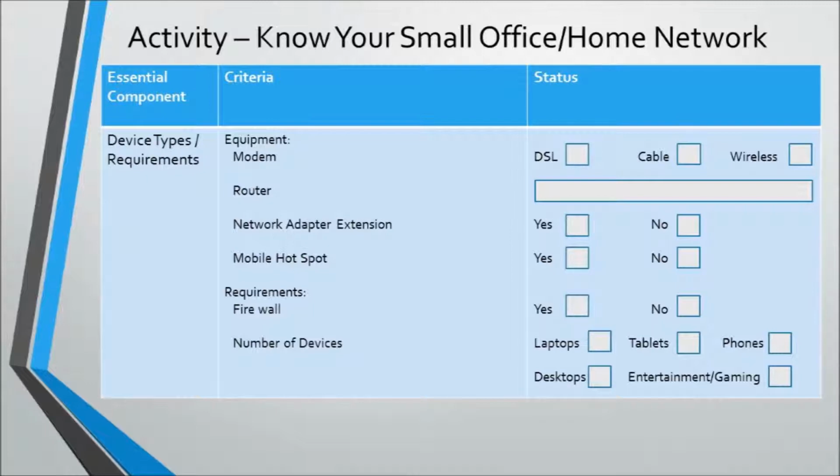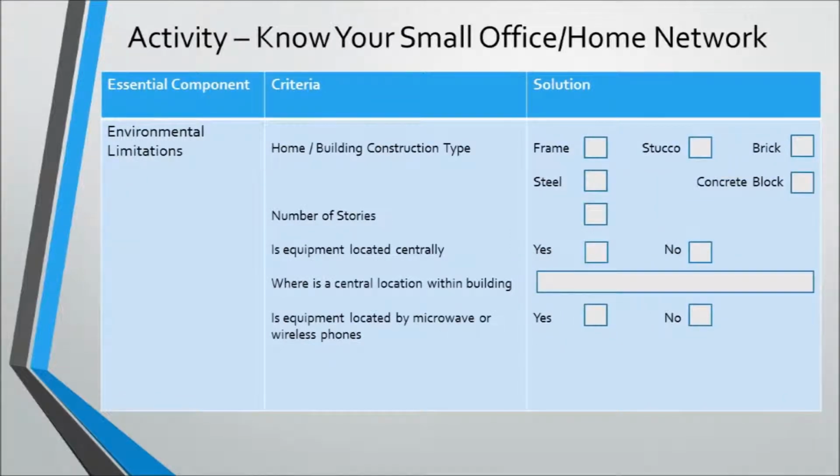What are the number of devices of laptops, tablets, phones, desktop computers, entertainment and gaming devices that will use your network? Identify environment limitations. Identify the home construction type, the number of stories. Is the equipment centrally located? Where would the central location be within the building? Is the equipment located by microwaves or wireless phones?